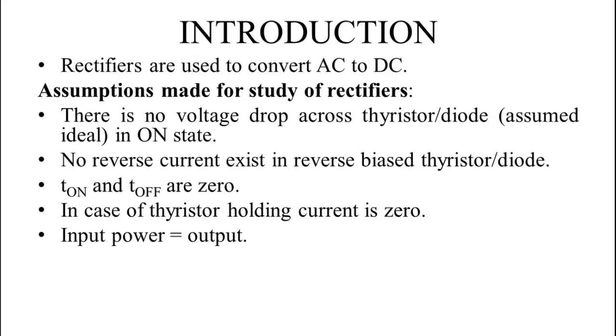Turn on and turn off times are zero. In case of thyristor, holding current is equal to zero. And this last assumption is input power is equal to output power. As diode and thyristor are already assumed ideal, it means there are no losses across this thyristor and diode. That's why we can assume that input power is equal to output power.